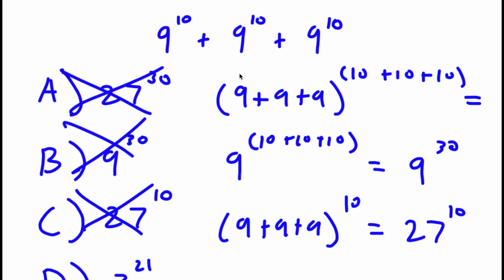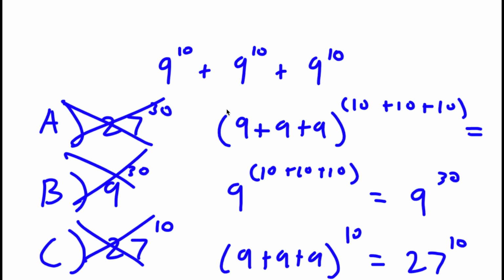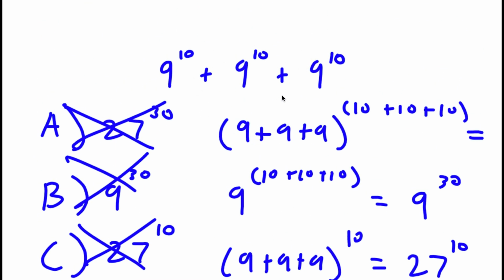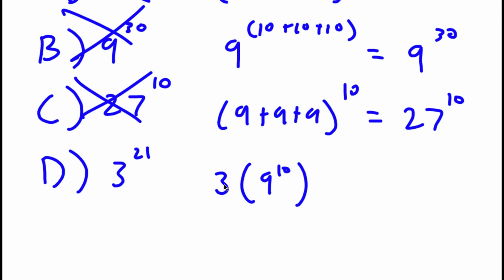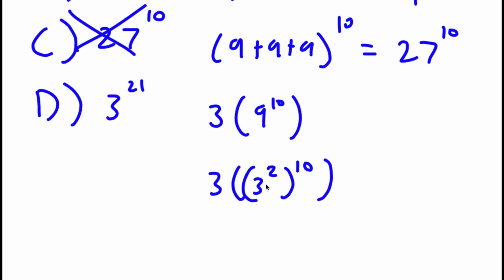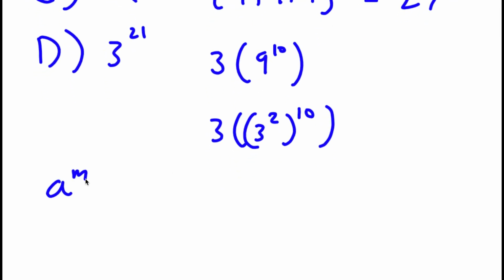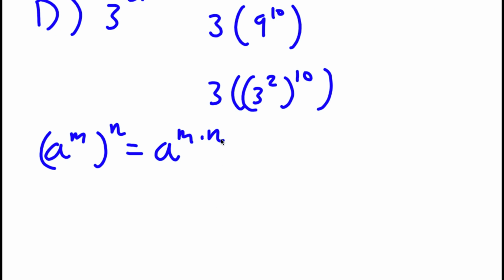the first thing you do is you can rewrite this as 3 times 9 to the power of 10, because 9 to the power of 10 plus itself 3 times. Now 9 to the power of 10, that's the same thing as 3 to the power of 2 to the power of 10, because 9 is the same thing as 3 to the power of 2. And if I have something in the form a to the power of m to the power of n, this is equal to a to the power of m times n. So 3 to the power of 2 to the power of 10, that's equal to 3 to the power of 2 times 10, which is the same thing as 3 to the power of 20.